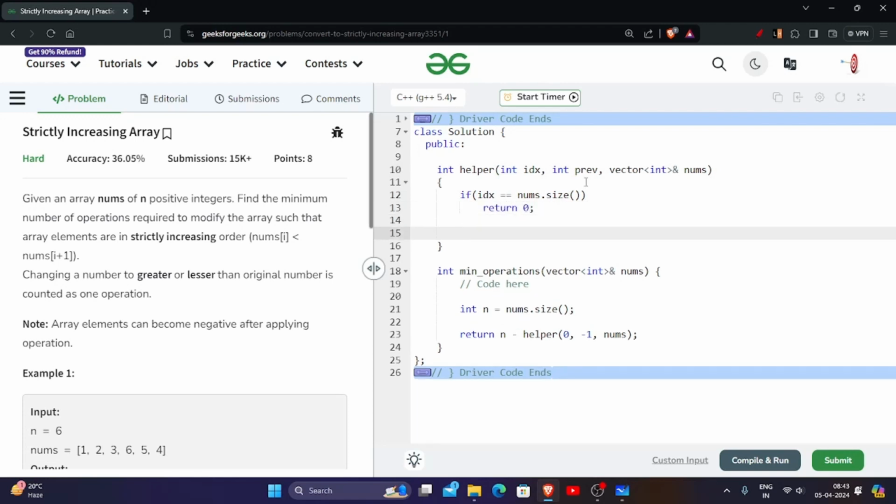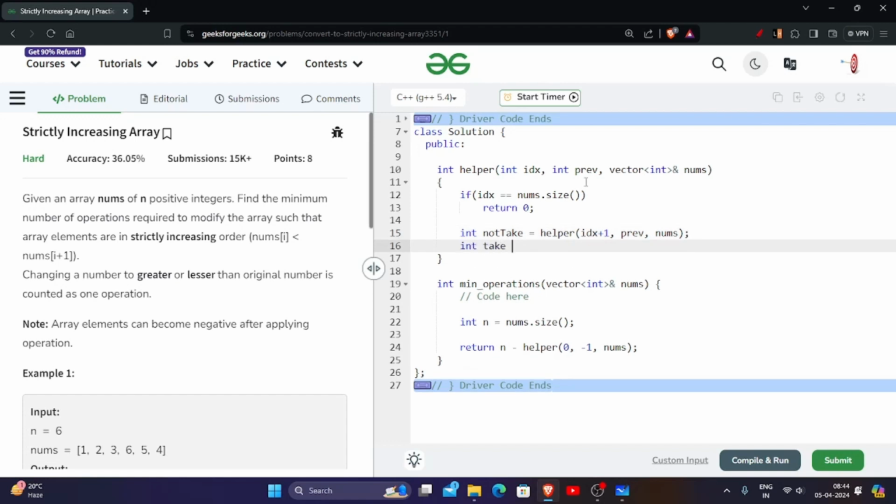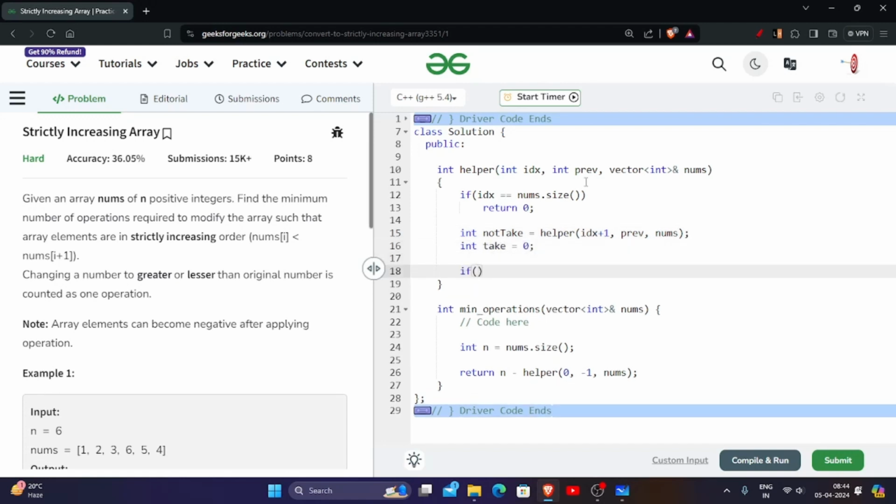Now, let's say the first case would be not take. Not take would be like helper of index plus 1, and that means I'm not taking that case, so prev remains the same, and nums. Now let's say the take case is 0 initially, and the take case is if my prev is equal to minus 1, that is I have not taken anything till now, or nums of index is greater than nums of prev.